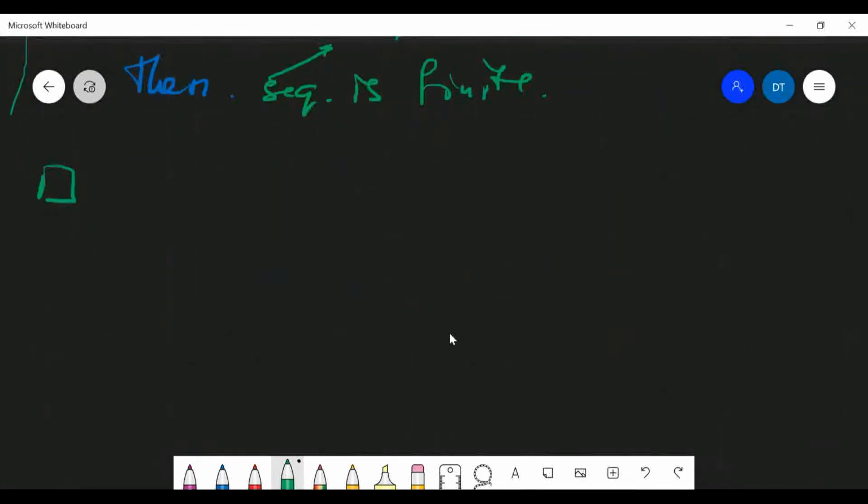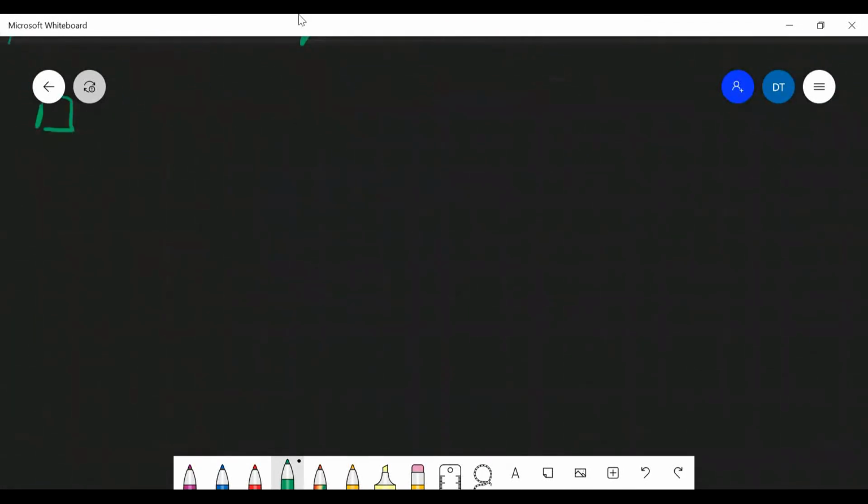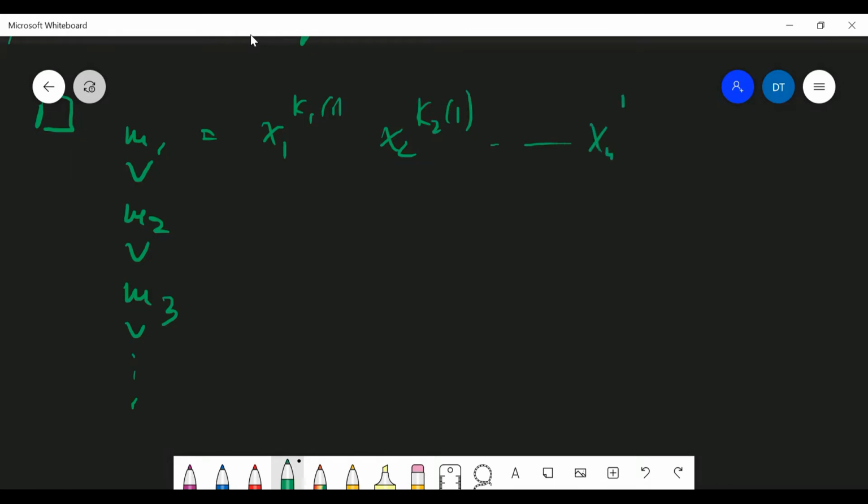Okay, let me show you the proof. It's actually really obvious how to do this. So suppose we have this decreasing sequence of monomials. What does it mean? It means that we have expressions like this, where this index is the index of the monomial. So here we have x1 to the k1, x2 to the k2, etc., xn to the kn, and so on.